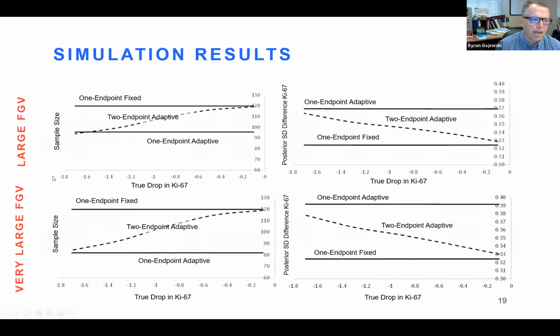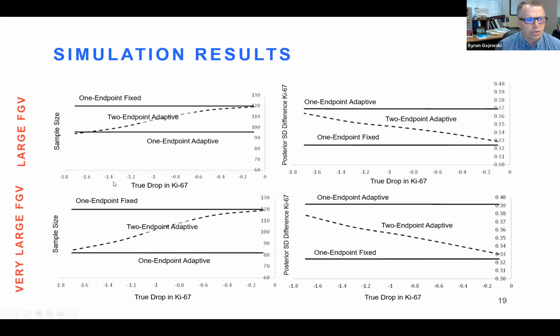On the horizontal axis, it's the true drop in Ki-67. So you go from a big effect size to a smaller effect size. And this upper left quadrant is for large FGV. You can see that as the endpoint, Ki-67 has a large effect, the two endpoint adaptive is smaller in size, like the one endpoint adaptive.